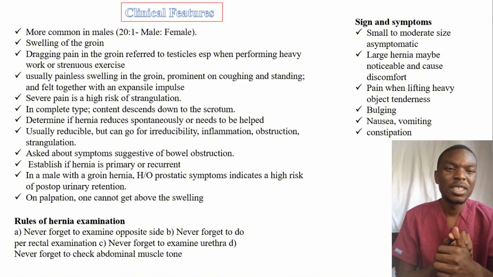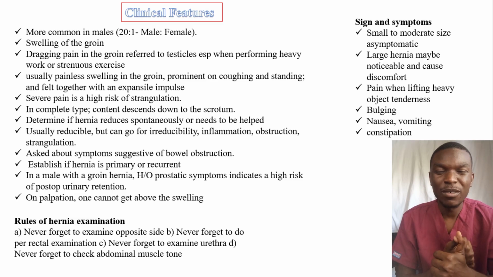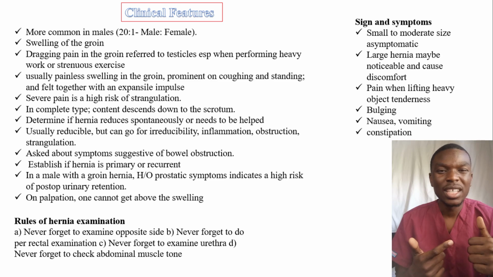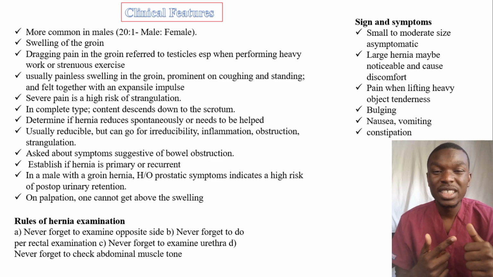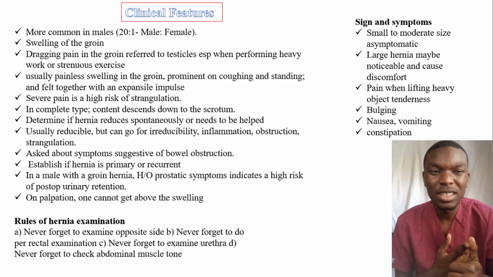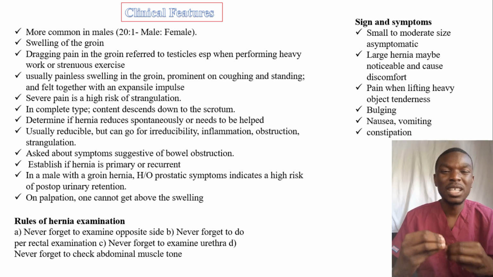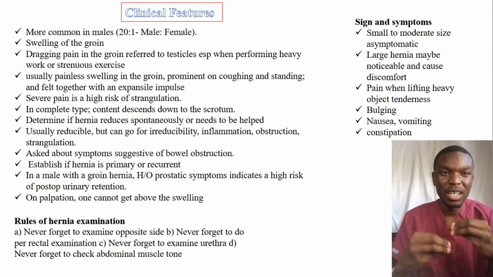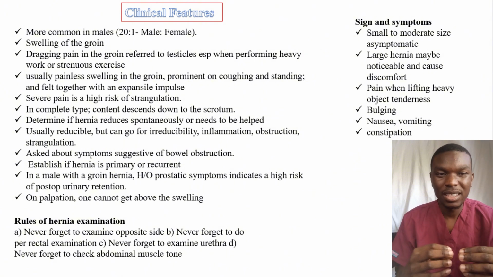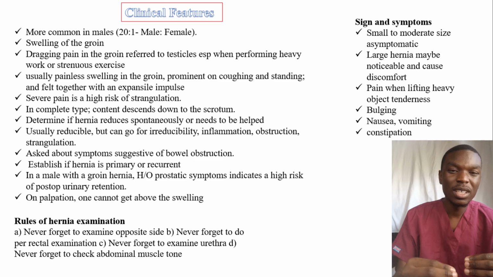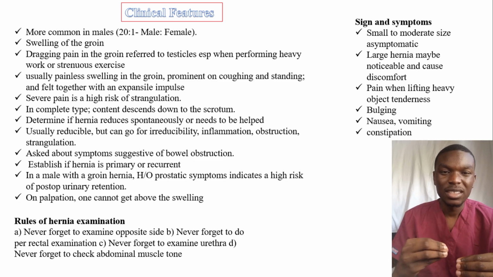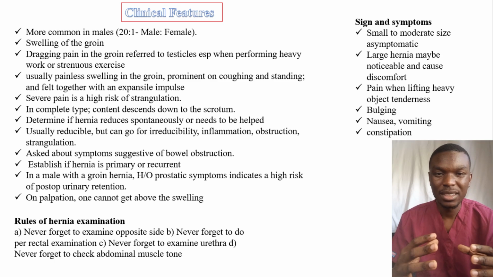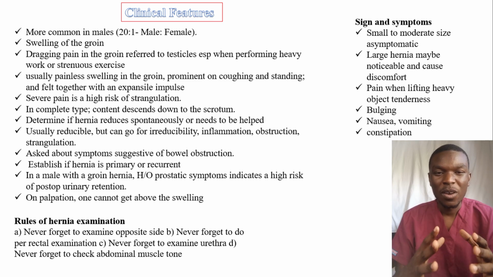Then some patients will tell you that they've got a history of BPH. They tell you they usually have problems urinating. They need to force the urine. So all these are things that you can pick as you are interviewing these patients to come up with this diagnosis of a hernia. Together with the causes and the examination, this will give you a good picture of a hernia.